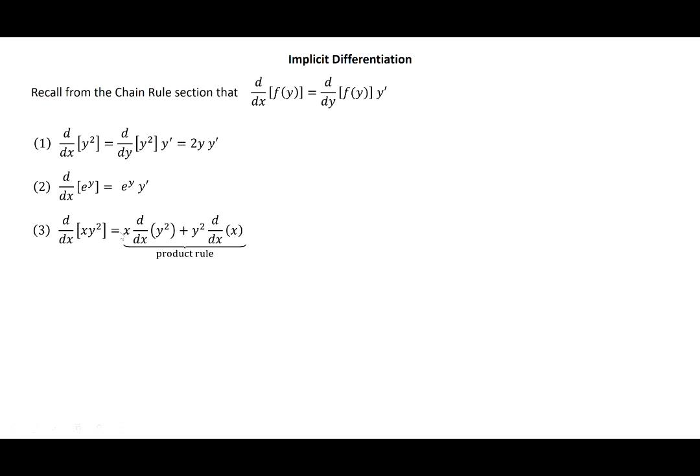I'm applying the product rule and saying x times d/dx of the second function y squared plus second function y squared times d/dx of the first function x. Now we know d/dx of y squared is 2y y prime. So we have x times 2y y prime plus y squared times d/dx of x is just 1. So we have x times 2y y prime plus y squared times 1. As simple as that. Now, of course, we can rearrange the terms and say 2xy y prime plus y squared. You agree with that?